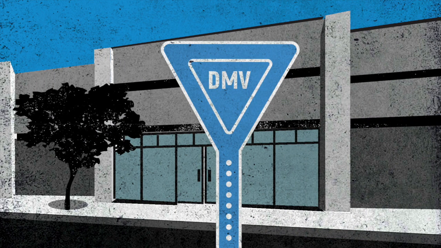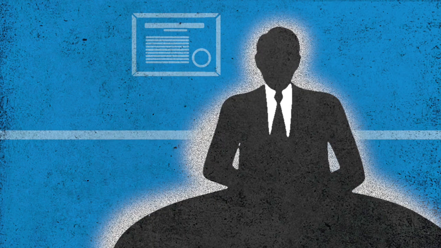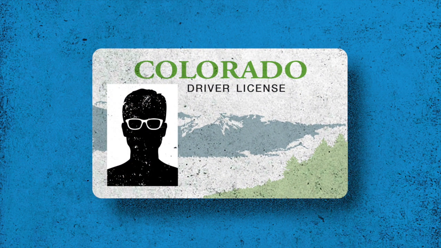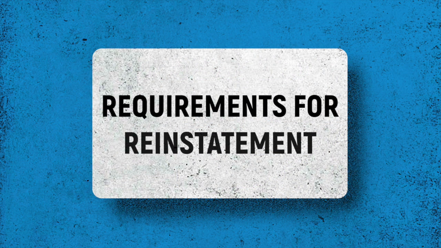After your arrest, you have the option to request an administrative hearing with the Colorado Department of Revenue. This must be submitted in writing within 7 days of the arrest. At this hearing, you will have the opportunity to contest your license revocation. If the Department of Revenue hearing officer determines your license revocation should be upheld, you will learn the requirements you must meet to have your driving privileges reinstated.